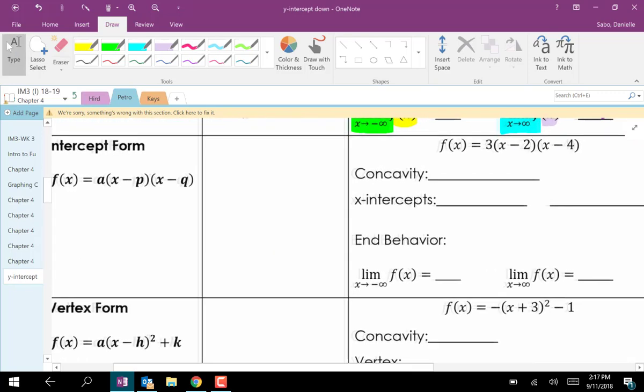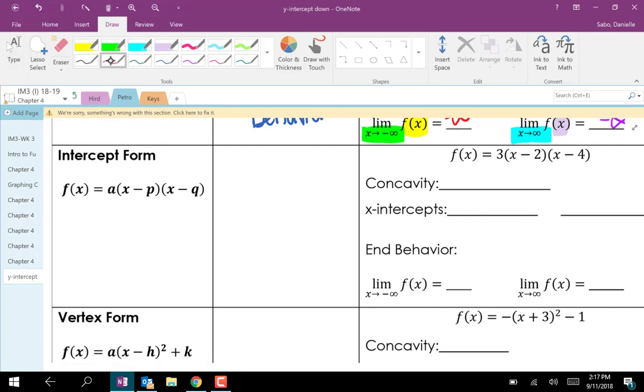Okay, intercept form. This is really nice. It gives it to you in the name. Intercept form means that we can find our x-intercepts.